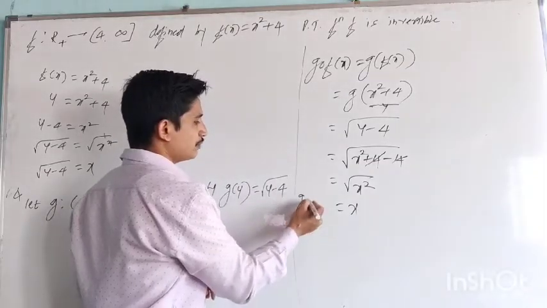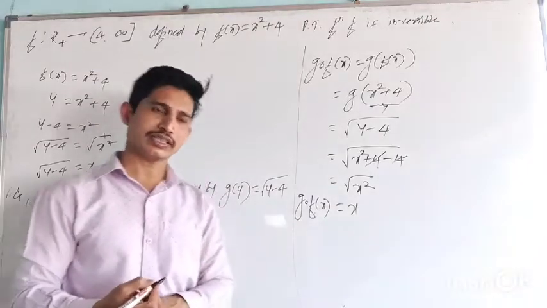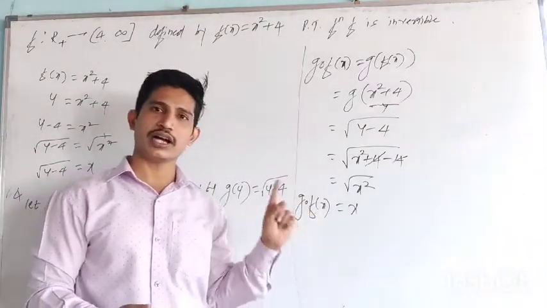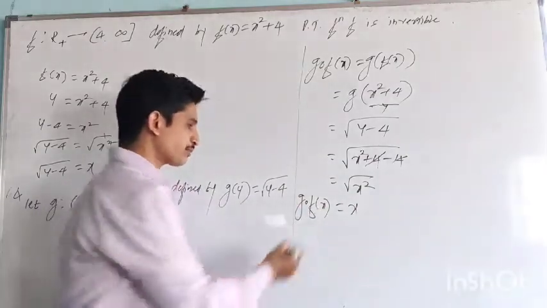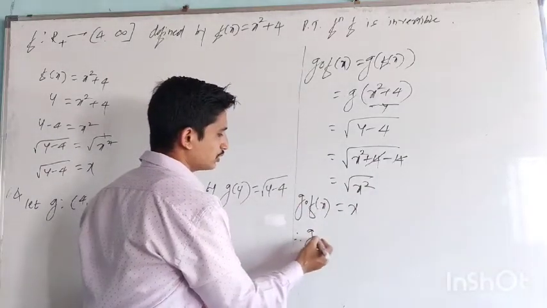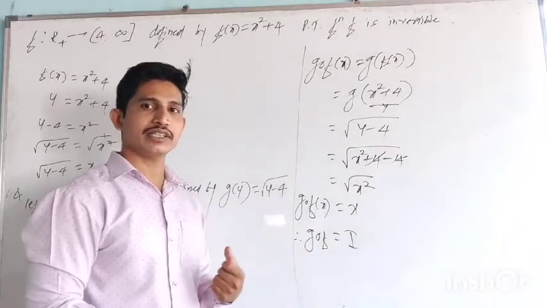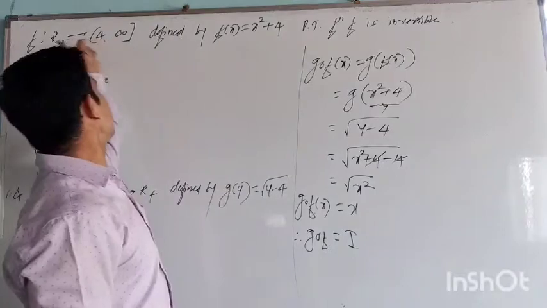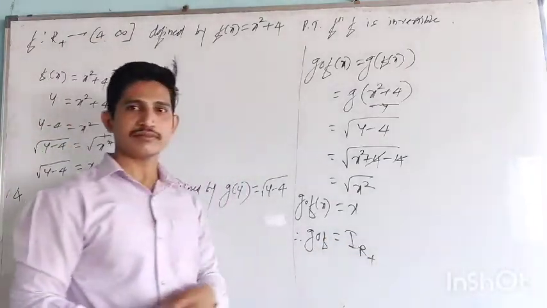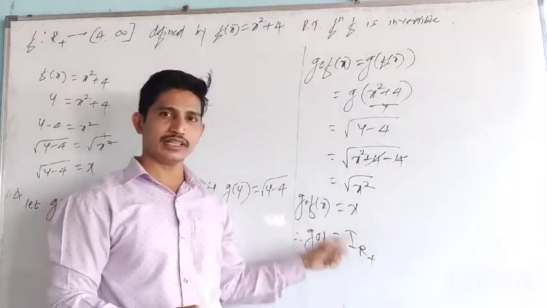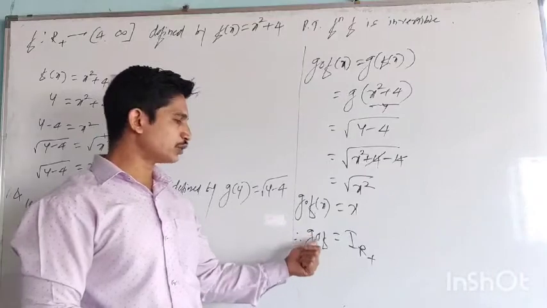Therefore, g composition f of x, is the answer coming x or not? Yes. That's why this function is called the identity function. For x, the answer is x. So g composition f is the identity function. Identity of which set? The first set. The first set is R plus. So it is the identity on R plus, because x is from the first set and y is from the second set. So we proved that g composition f is identity.